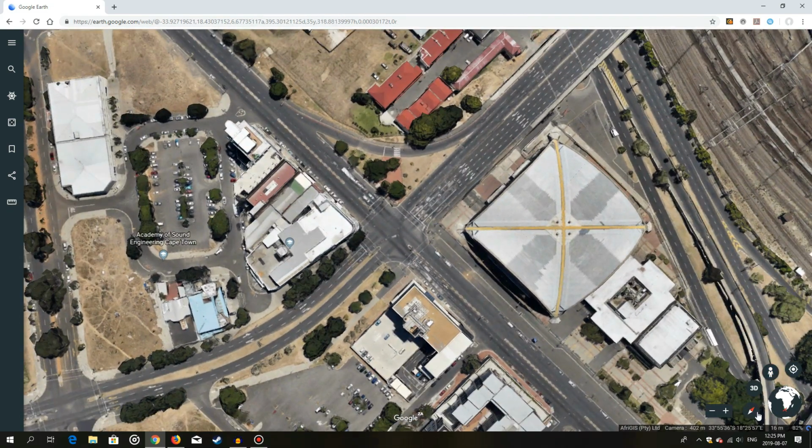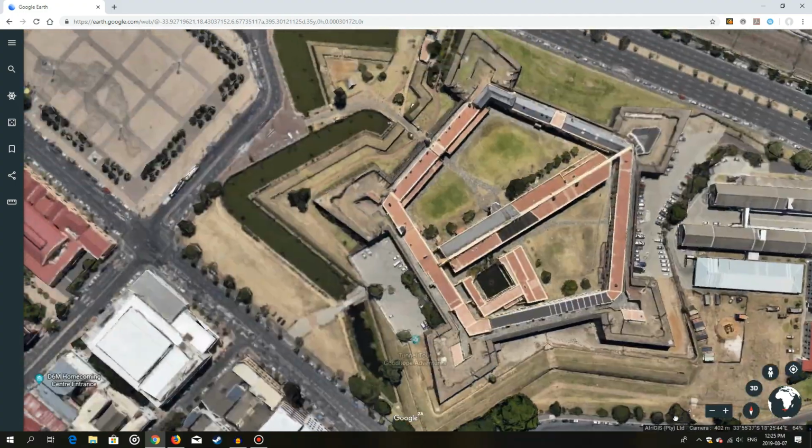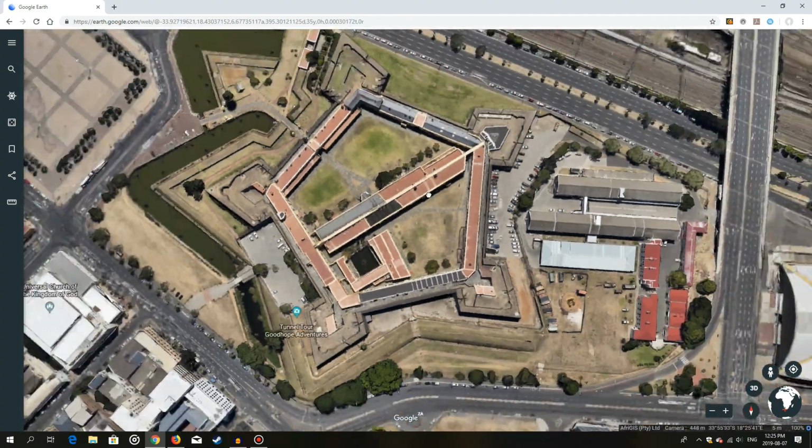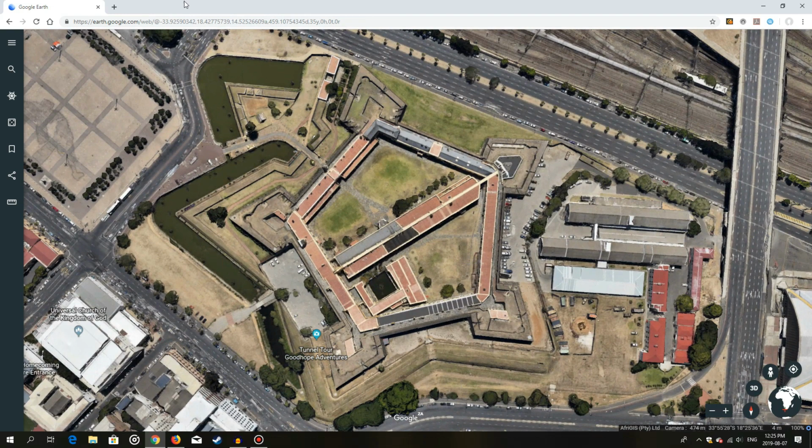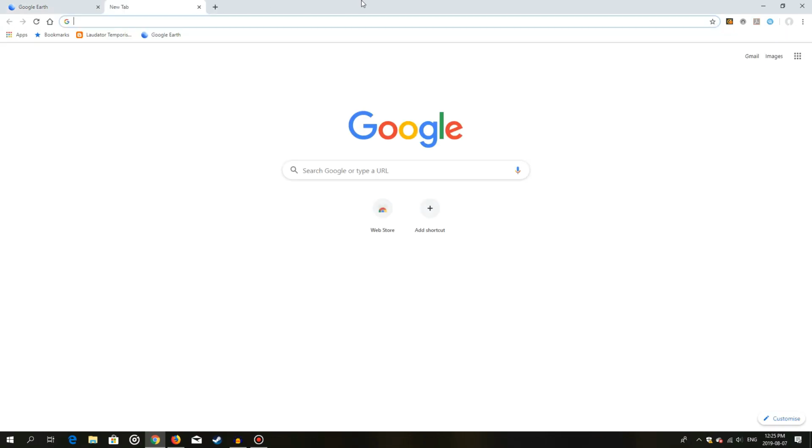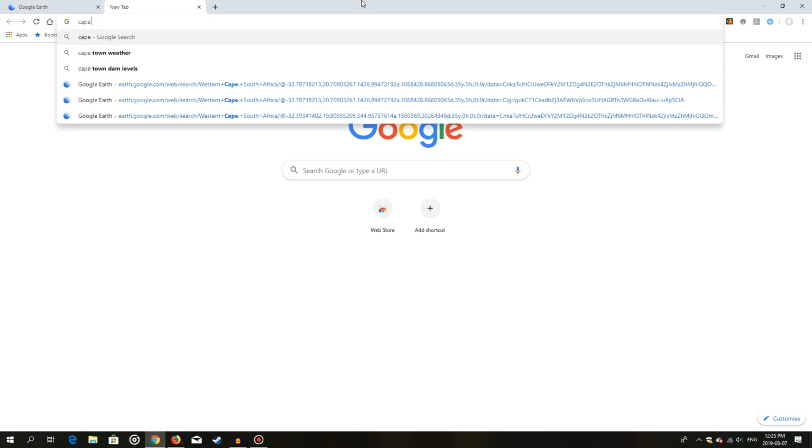But back to the fort now. Just go back to the north. There you can see it. This was built, we can actually look this up. In Cape Town we don't actually refer to it as a fort, we refer to it as a castle for some reason.